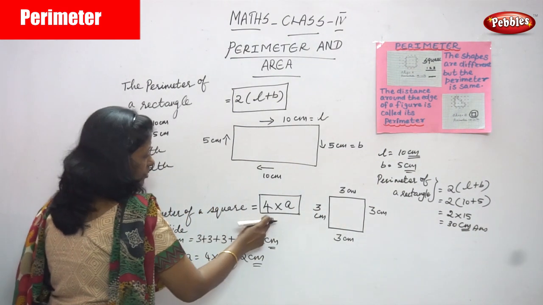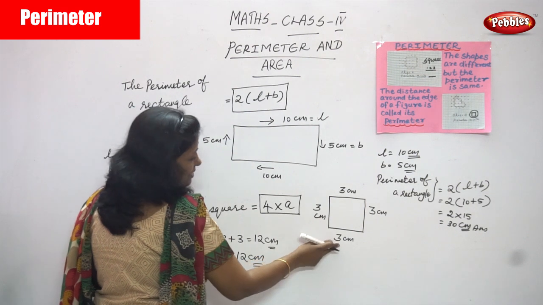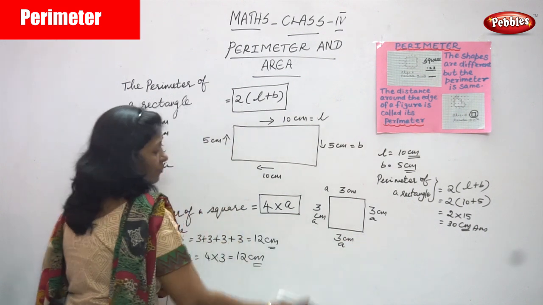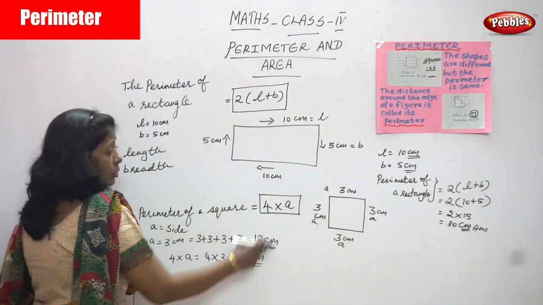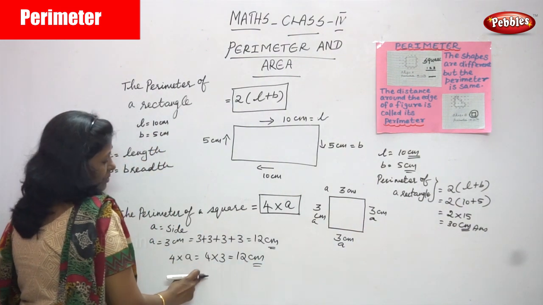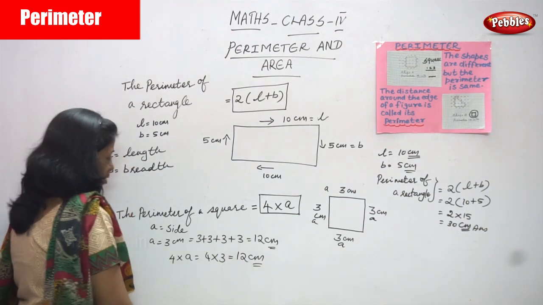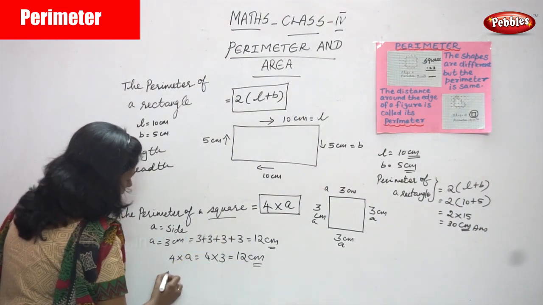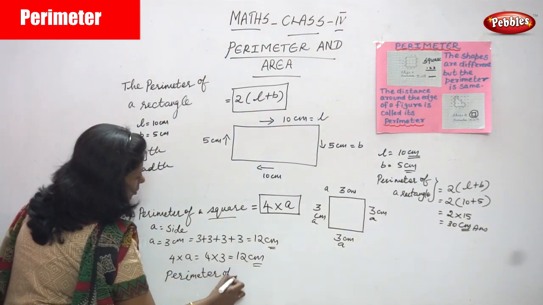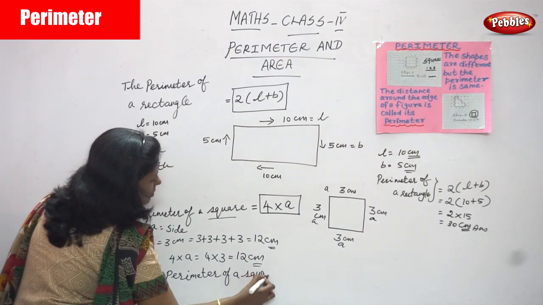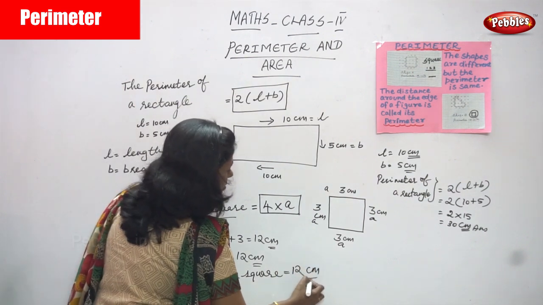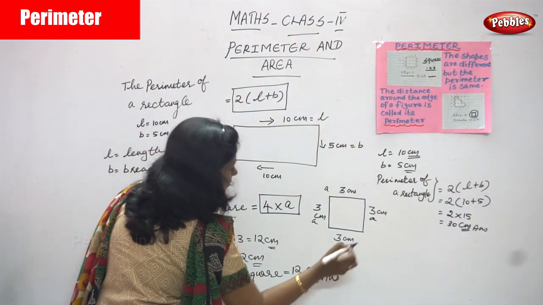Otherwise you have to use the formula. You have to take only one side. This is A, this is A, this is A and this also A. So the value of A is equal to 3 centimeters. You take only one side value and multiply by 4. Then you get the answer: 4 into 3, that means 12 centimeters. So the perimeter of a square, the answer is 12 centimeters. That's all.